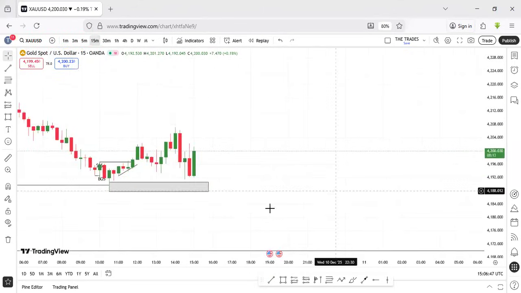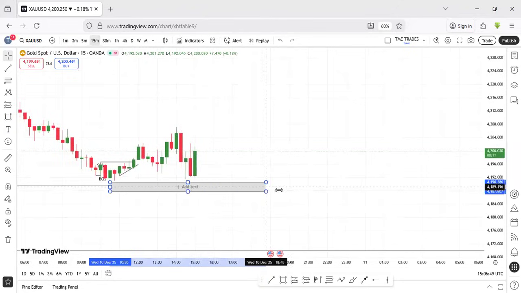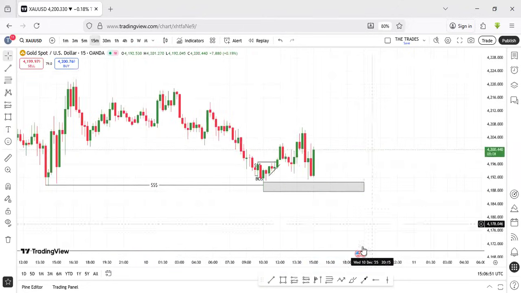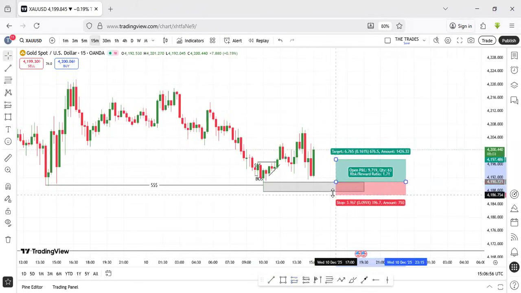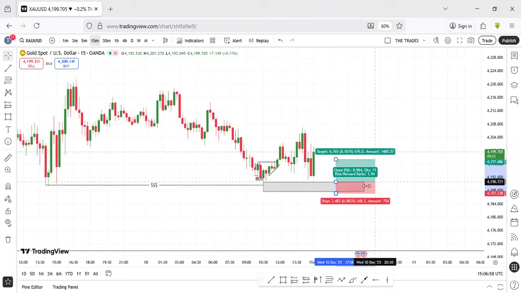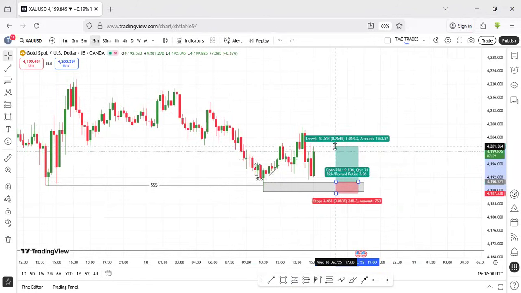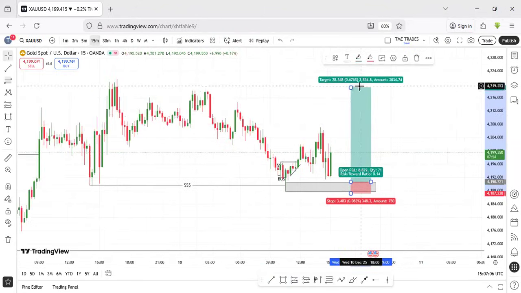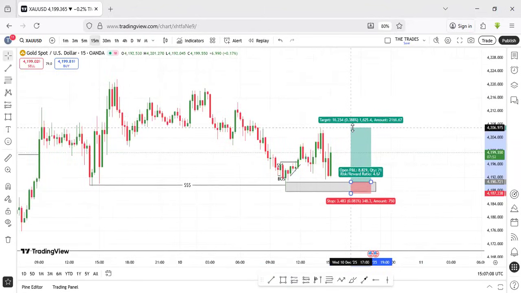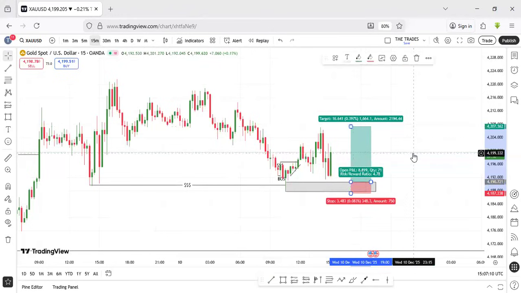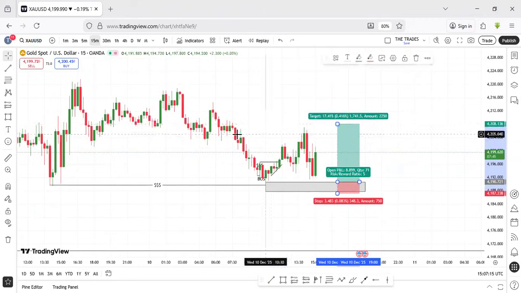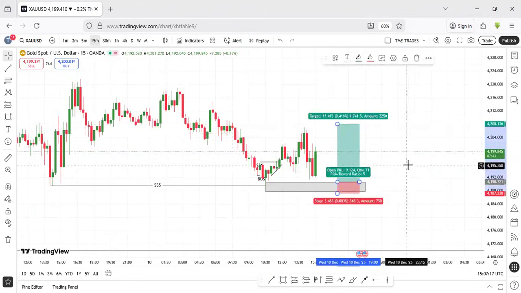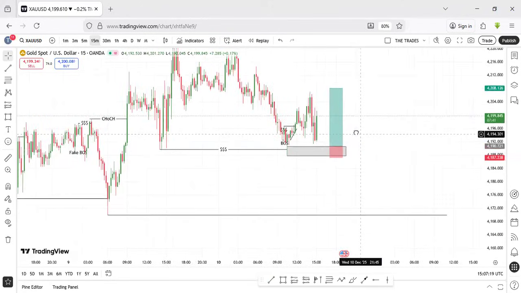So in that situation, I'll be looking for that entry at this particular place. If the market comes back to this particular zone, then I'll be looking for that entry here, right? Targeting 3-to-1 risk reward, or at least I target this high, which is giving us already 5-to-1 risk reward. So this is my first entry, right?